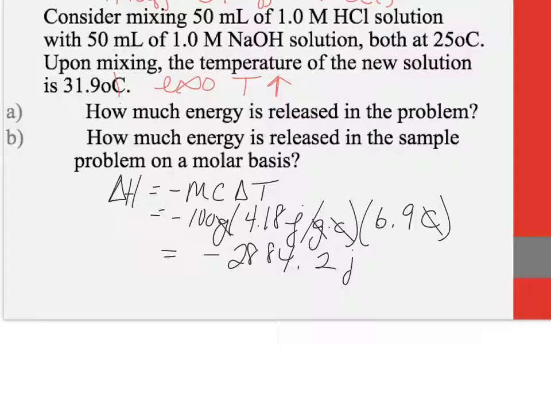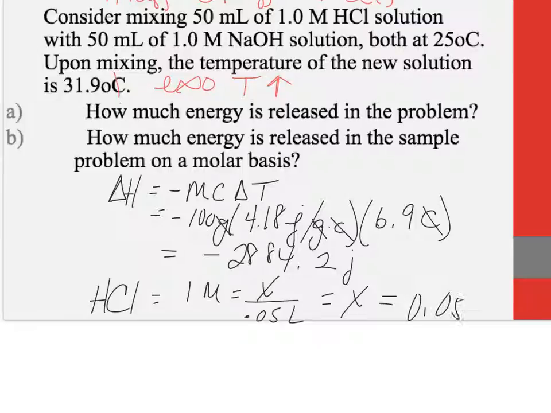Well, first, we need to figure out how many moles we have of HCl. So for HCl, we have a 1 molar solution, and 50 milliliters is 0.05 liters. So this is going to give us 0.05 moles.